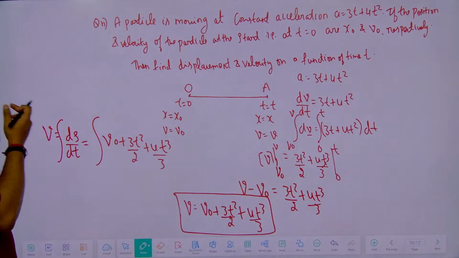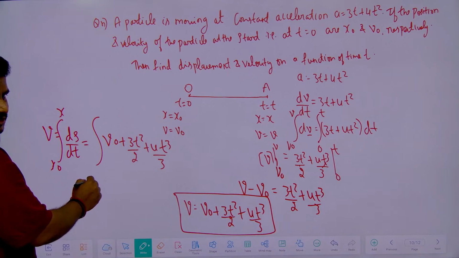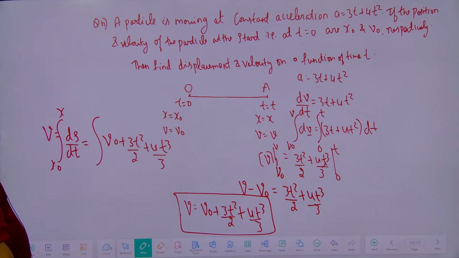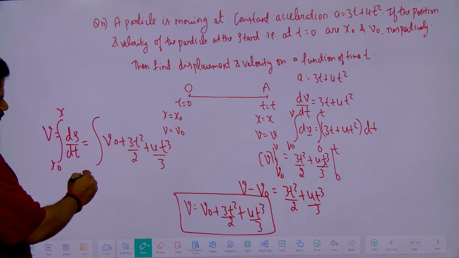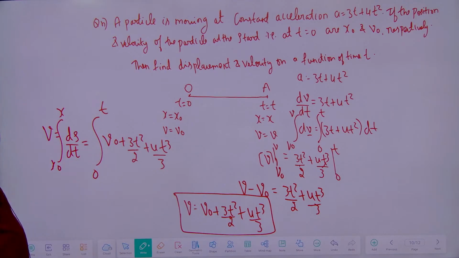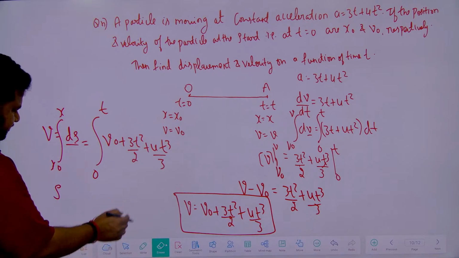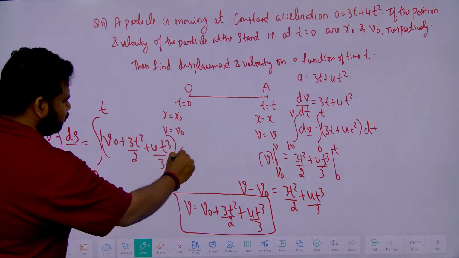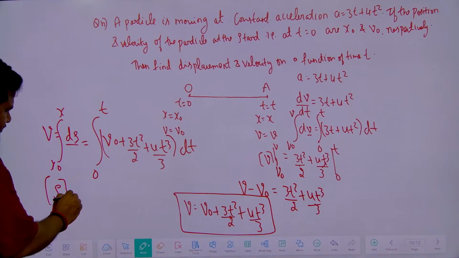Initial position is x naught. Final position is x. Initial time is 0. Final time is t. Now what you will get? ds by dt means I will write only s, because nothing is there, so I should send this dt that side. Here dt should come. Nothing is there means I will get s. This will be x naught, this will be x.